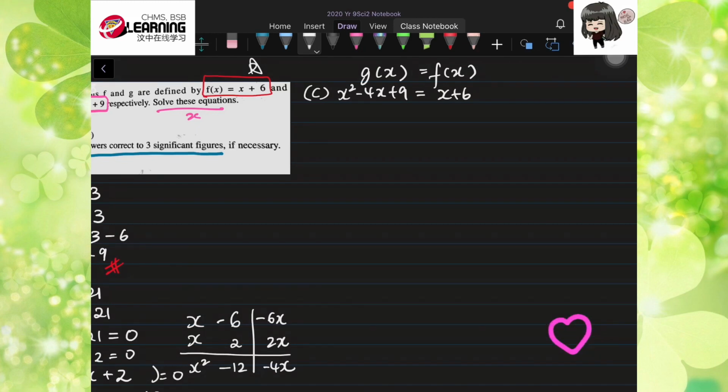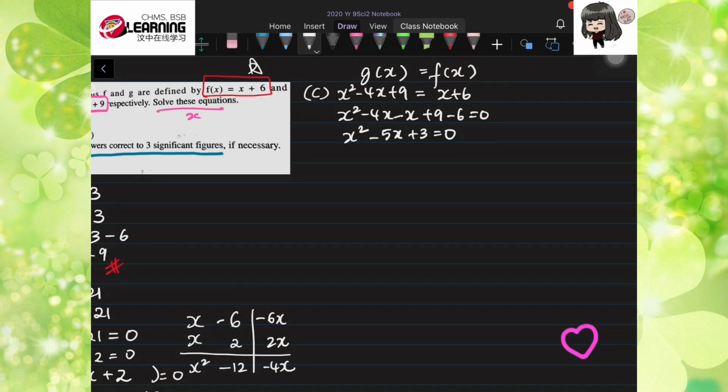So it will become x squared minus 4x, move the x to the other side, become minus x plus 9 minus 6 equals to 0. So it will become x squared minus 5x plus 3 equals to 0. Now can you factorize this one? If you try the factorization method, you won't get any answer. So what you do here is you use the quadratic formula.